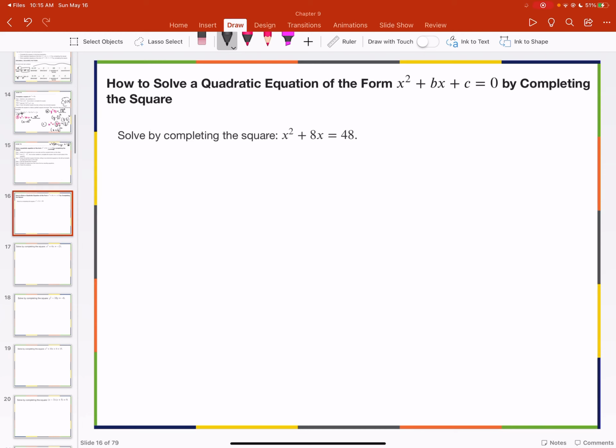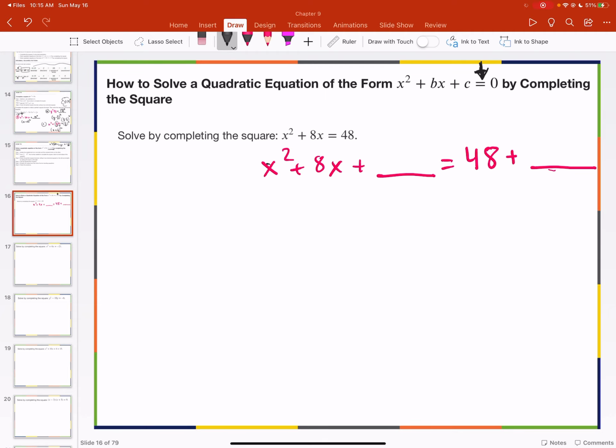Let's complete the square. So here we have x squared plus 8x, and then plus something is going to equal 48. And then, of course, we have to add to both sides. The other one, in the beginning, we didn't add to both sides because there was no both sides. It was just an expression. In this case, it's an equality, so we need to make sure that we maintain the equality.